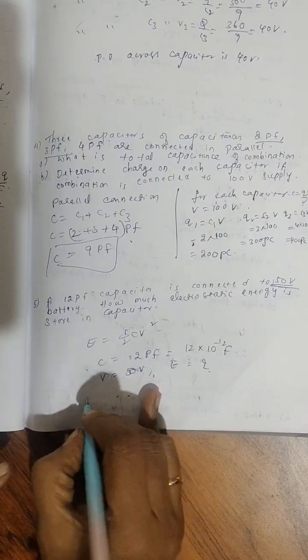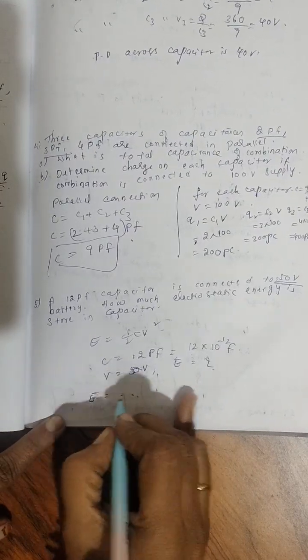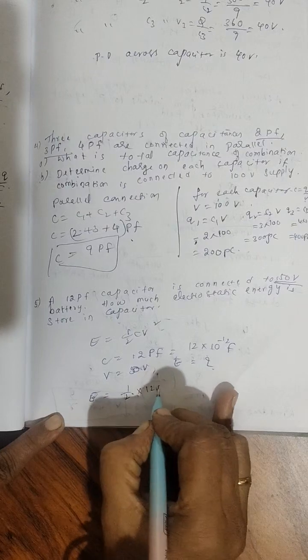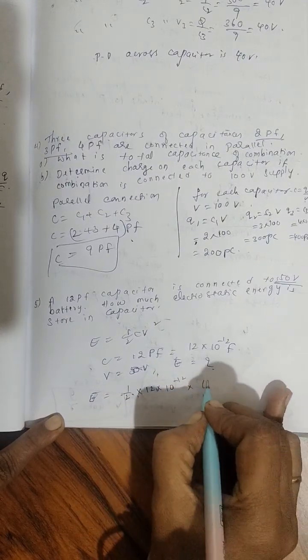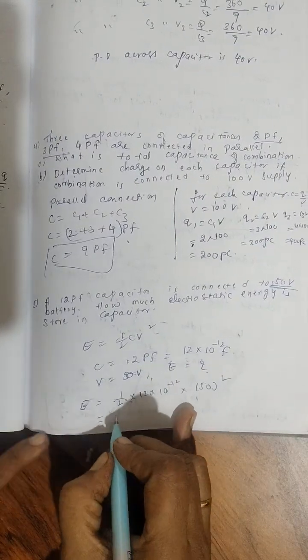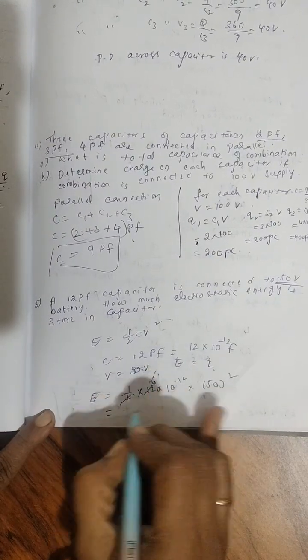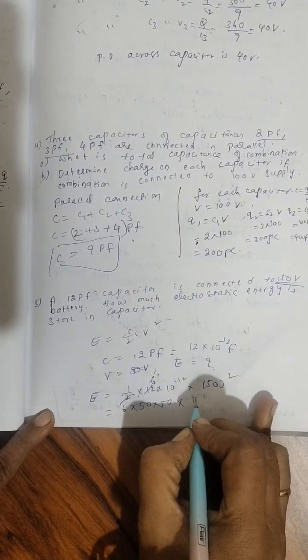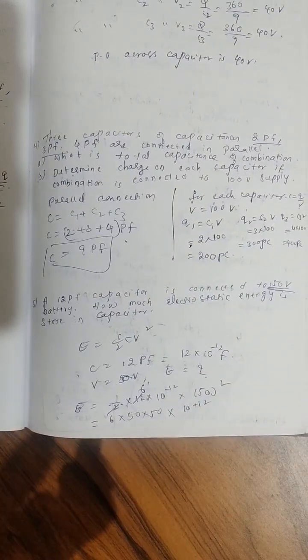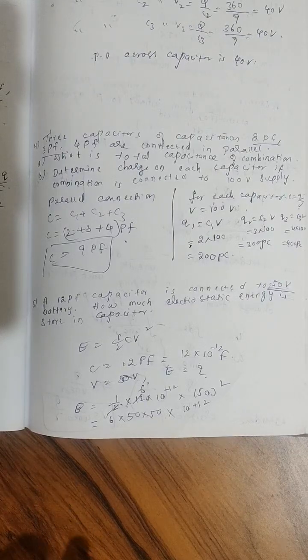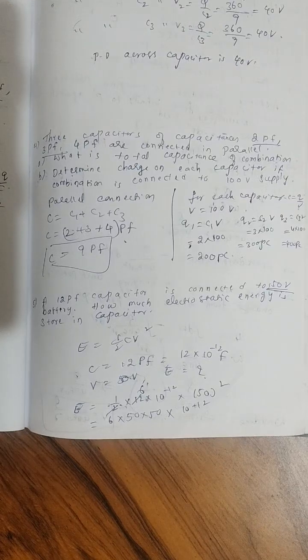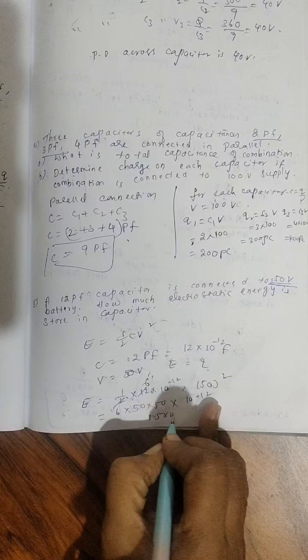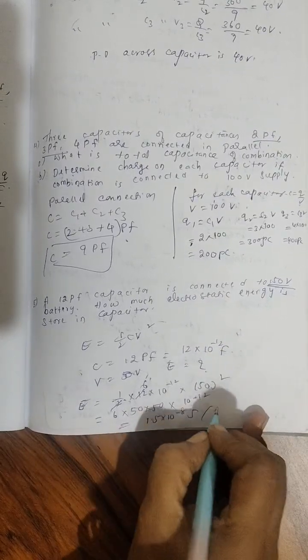Alright. So, energy is equal to half into 12 into 10 to the power of minus 12 into 50 square. That is 6 into 50 into 50 into 10 to the power of minus 12. So, if you simplify, you will get 1.5 into 10 to the power of minus 8 joules.